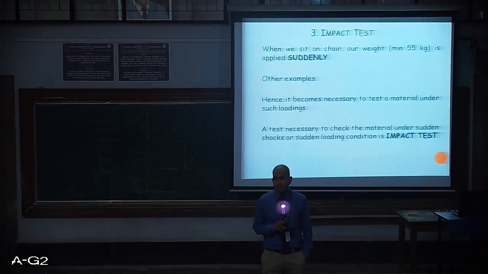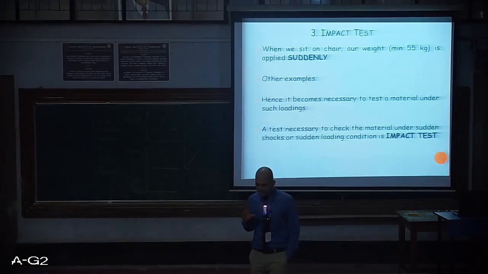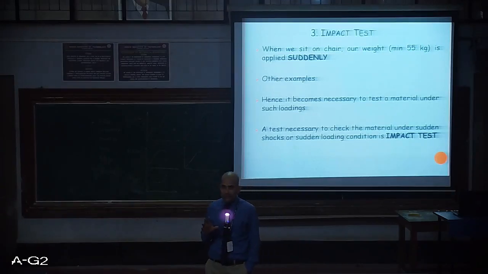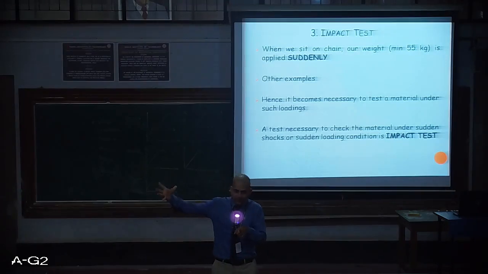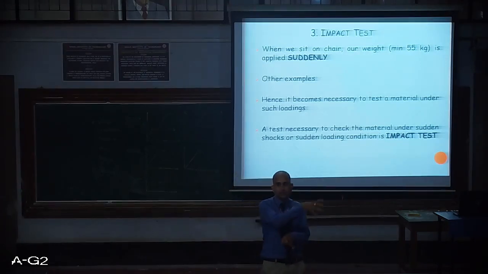Impact test, there are again two subdivisions. You can opt for either type of test to evaluate the impact strength of the material. Those tests are the Charpy test and the Izod test. The basic principle of both tests is the same. In both tests, you have a hammer. It is elevated to some height. You keep the specimen at the bottom and you drop this hammer. The hammer comes and hits the specimen and rises to some level.